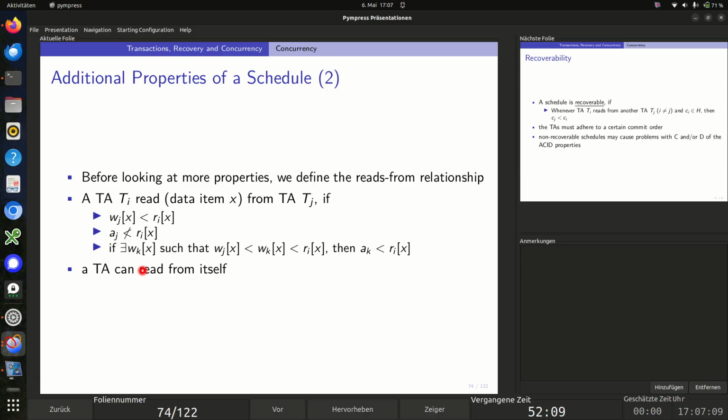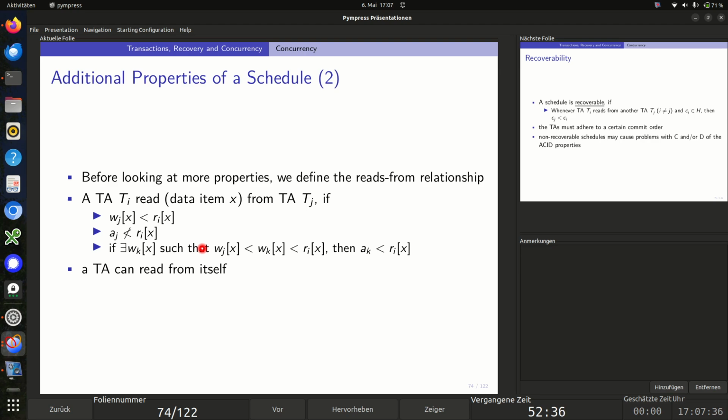And what also is important to the reads from relationship, there must not be a write in between, because if there would have been a second transaction who overwrote the data in between, then of course you read the data item from the transaction who last wrote the data item. Okay, so this is the reads from relationship. So quite simple, you have a write and afterwards you have a read.